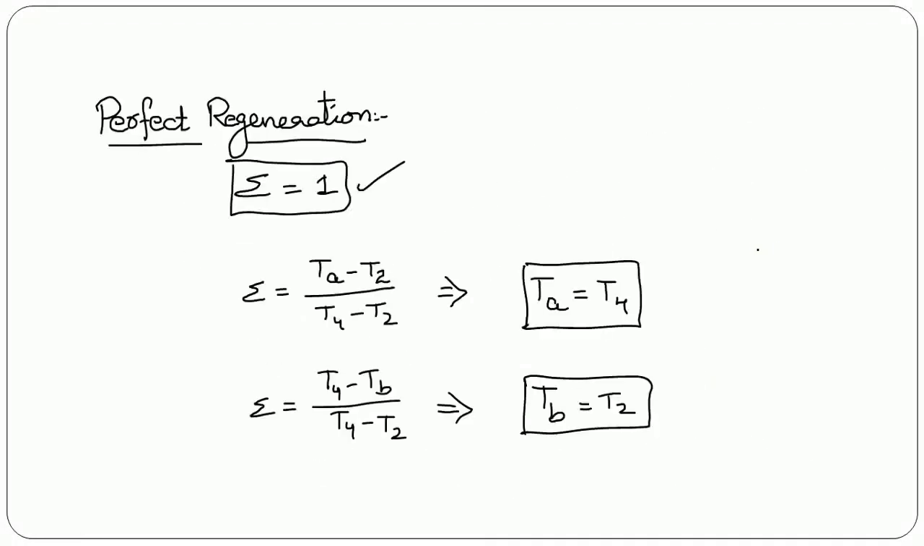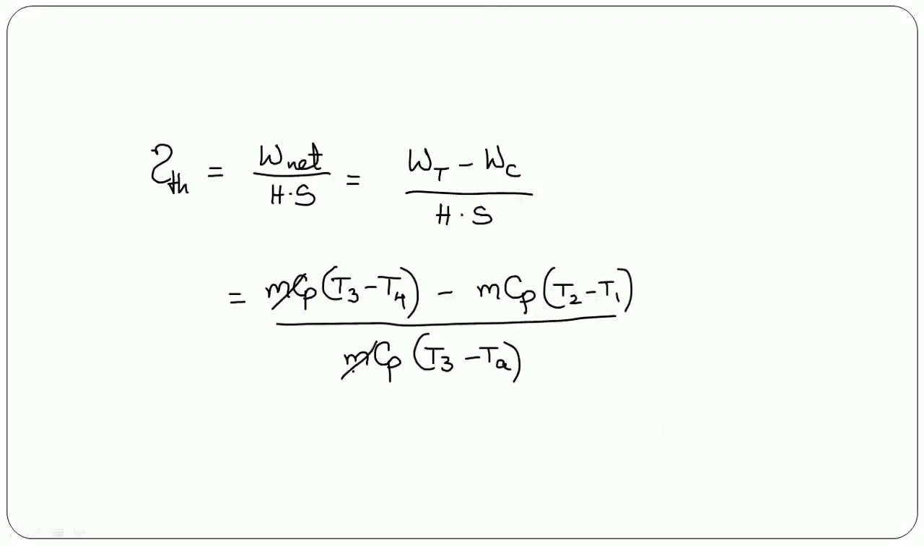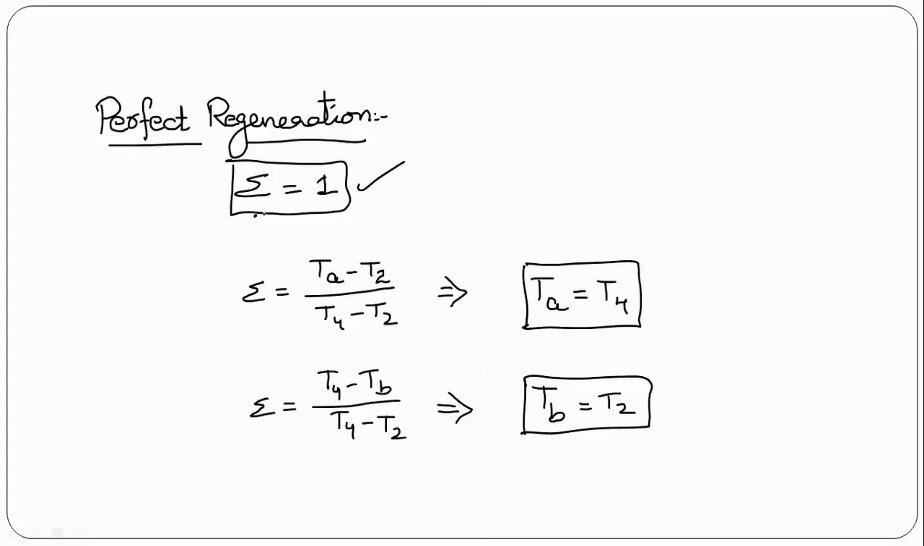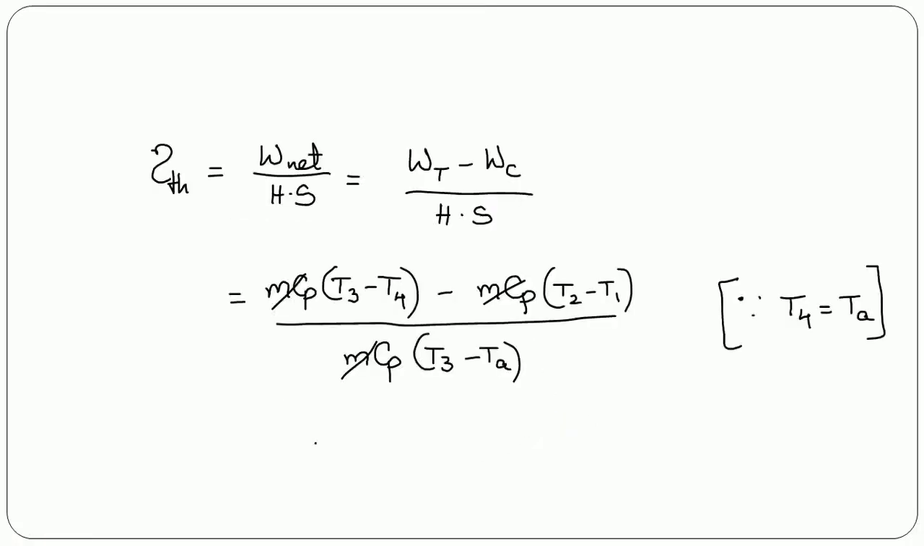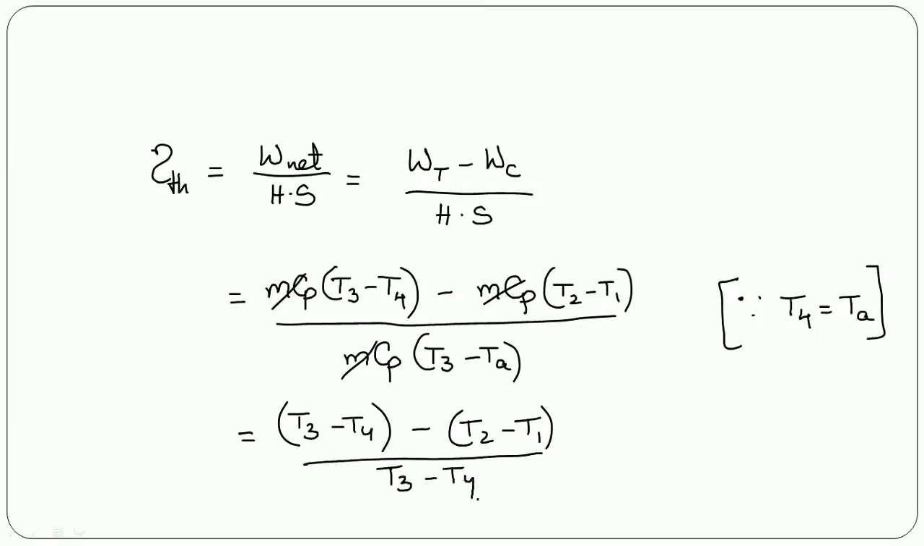Now if you observe carefully, MCP gets cancelled everywhere, and for perfect regeneration, T4 is equal to TA. So that is what we have learned. For perfect regeneration, when effectiveness is equal to 1, TA will be equal to T4. So in that particular case, we can write this as (T3 minus T4) minus (T2 minus T1) by (T3 minus T4), or we can write this as 1 minus (T2 minus T1) by (T3 minus T4).